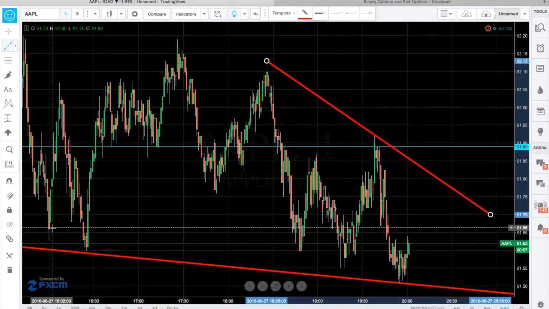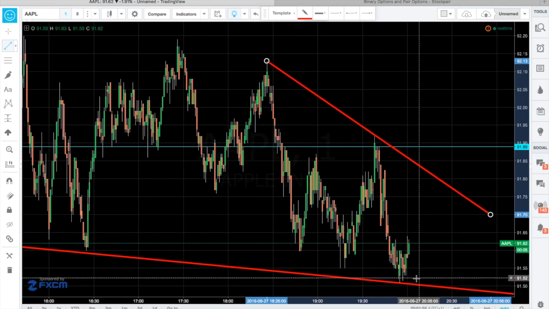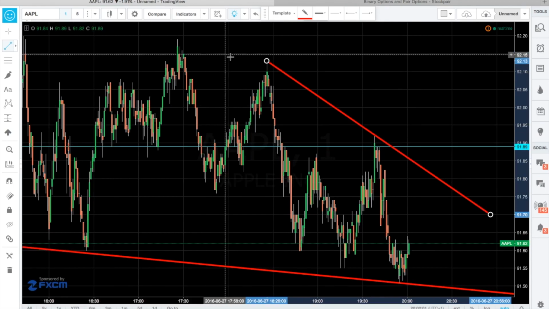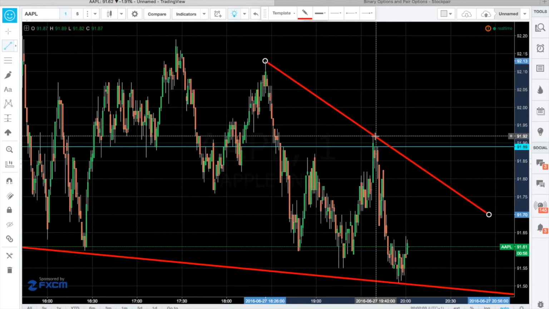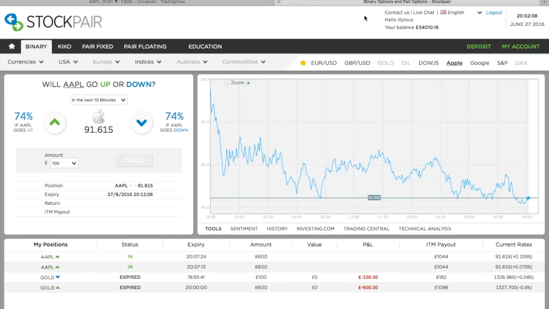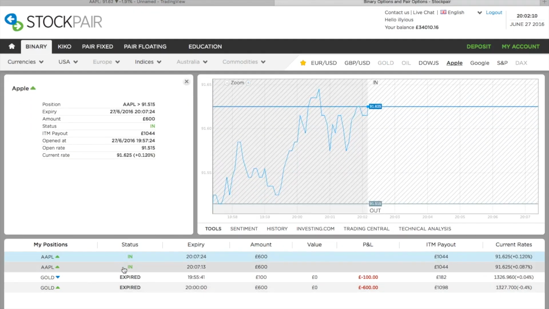So for instance, it's hit this line, it's hit this line as well. I noticed that there have been some reversals when it's hit this line. There's been reversals here, here. It's hit this line and I purchased it around here. I've actually put the trades in.